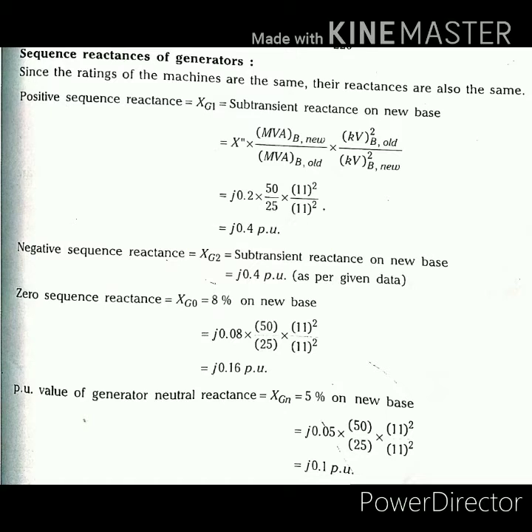Negative sequence reactance, they have mentioned that the negative sequence reactance of each synchronous machine is equal to the subtransient reactance, which is nothing but the positive sequence reactance. So that's again equal to J0.4 per unit.